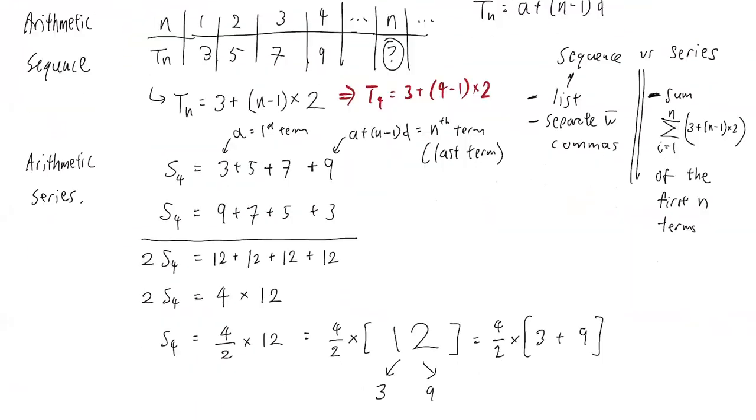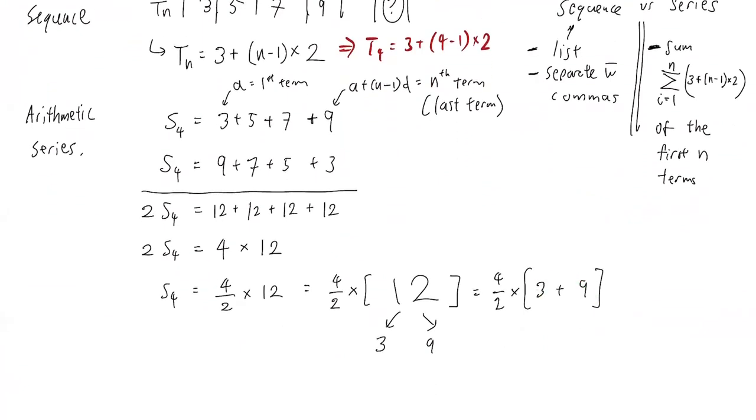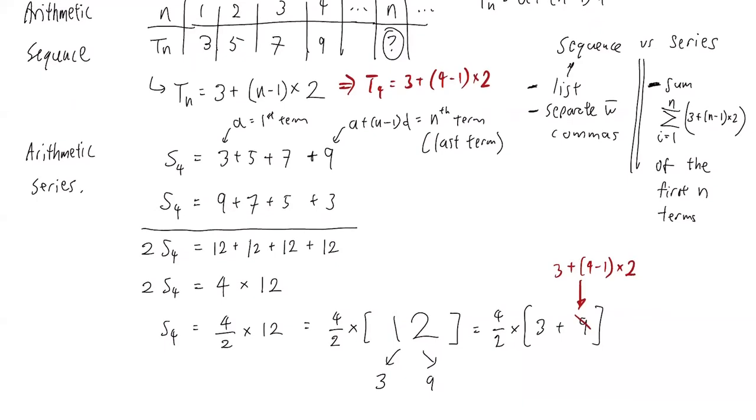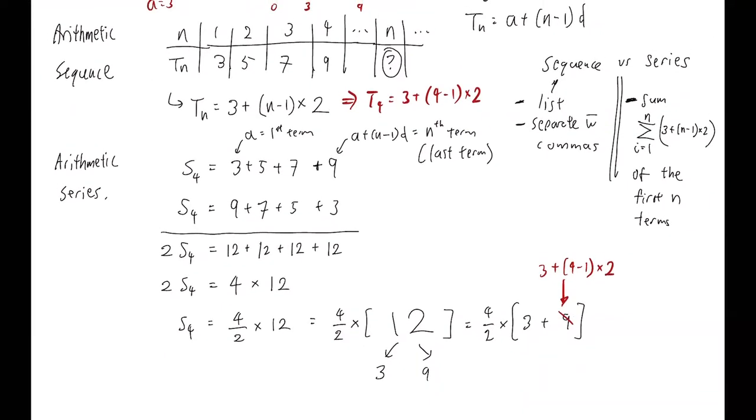Okay, but anyways, why did I want to write it down as 3 plus 9? Because 9 can be further split as first term 3 plus 4 minus 1 times the common difference of 2. Yes, it's 3 plus 3, but that's a general way. And that means I can rewrite this as 4 over 2 multiplied by first term plus last term. Okay? Why did I purposely write it in this way?